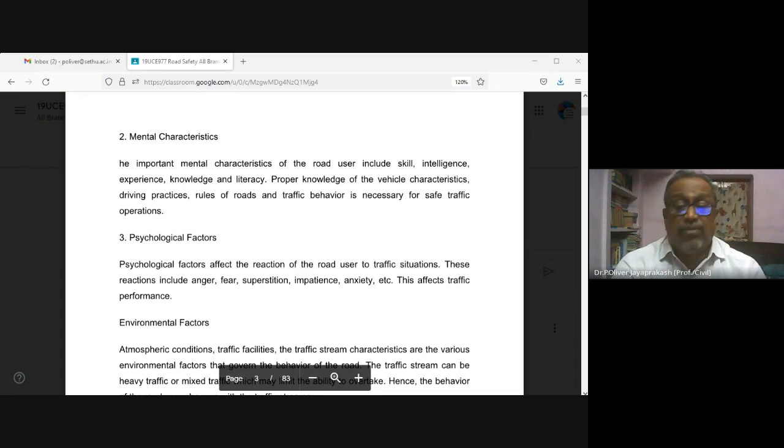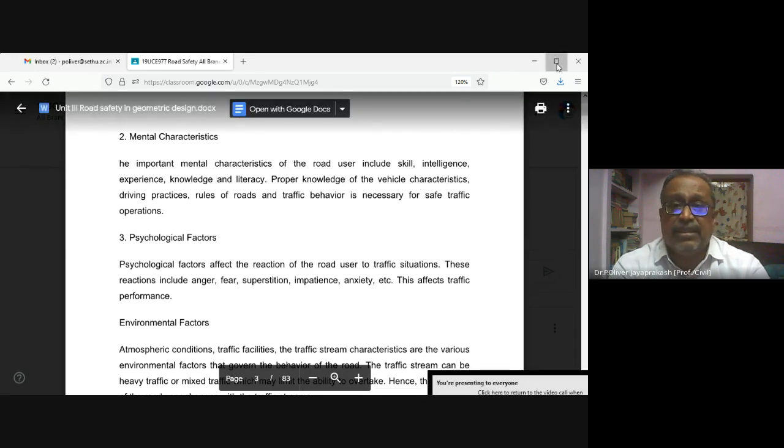And then your environmental characteristics, how they are going to influence. It involves your atmospheric condition, surrounding traffic, traffic mix, traffic stream characteristics, speed of the traffic stream, whether it is mixed with heavy traffic. All these factors will also influence.